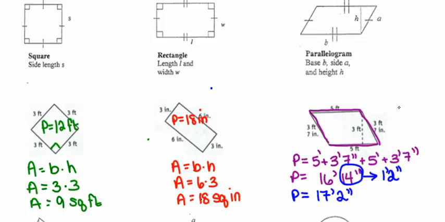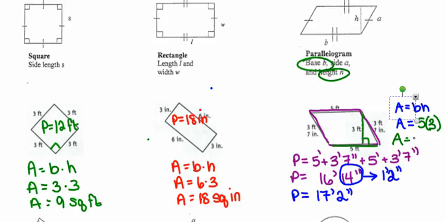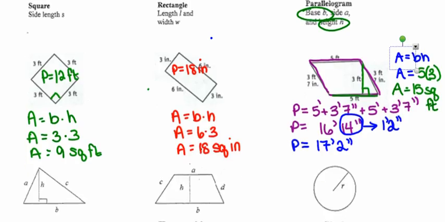To find the area, again, I'm going to use the formula area equals base times height. So my base and height always have to form a right angle here. My base is 5 feet, my height is 3 feet, and even though they're not telling me that there's a right angle in that picture, they do tell me that B is the base and H is the height here. So 5 times 3, and again measured in square units, 15 square feet.